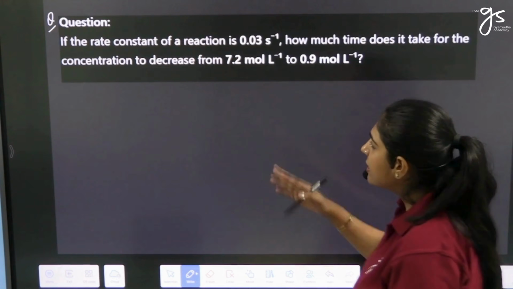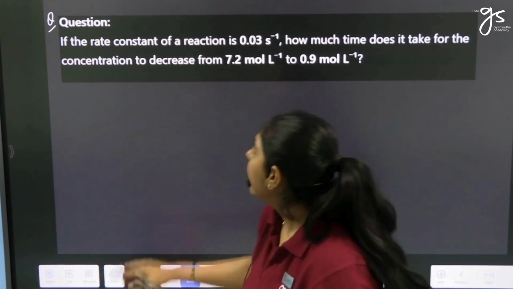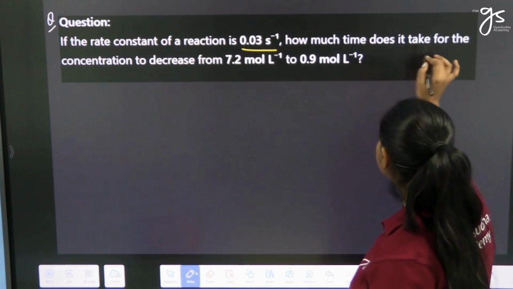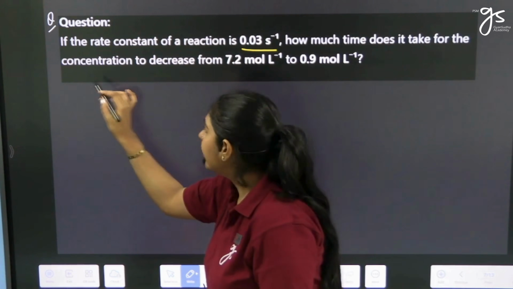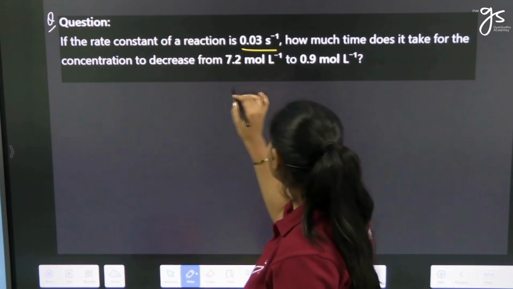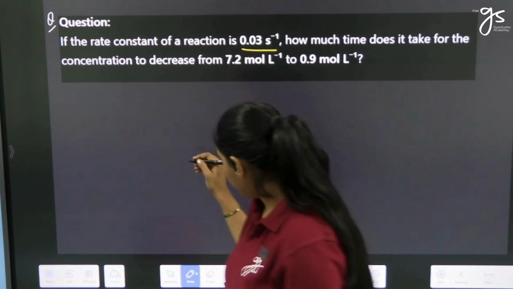Now next, this is the question. This question says, if the rate constant is 0.03 per second, how much time does it take for the concentration to decrease from 7.2 mole per liter to 0.9 mole per liter? Yes, so let's solve this.